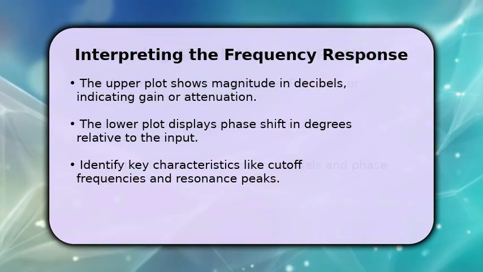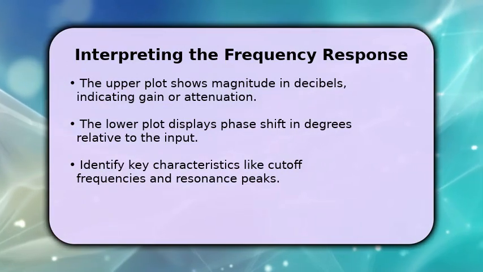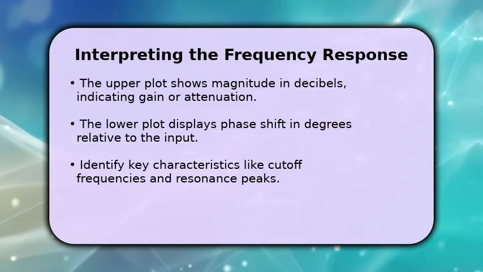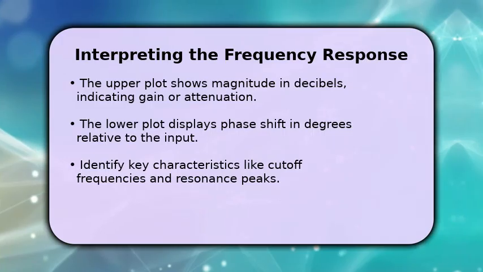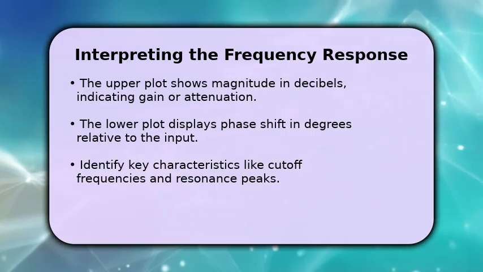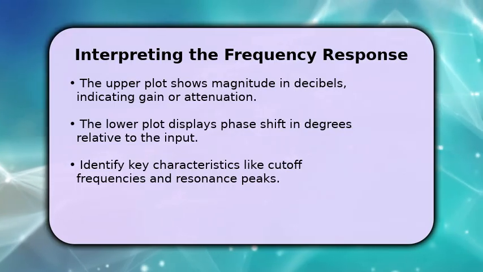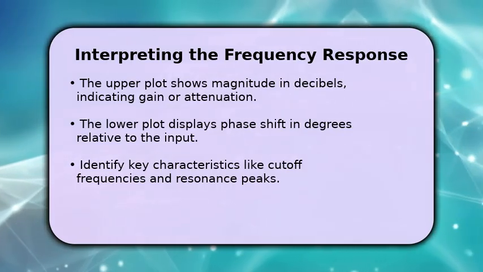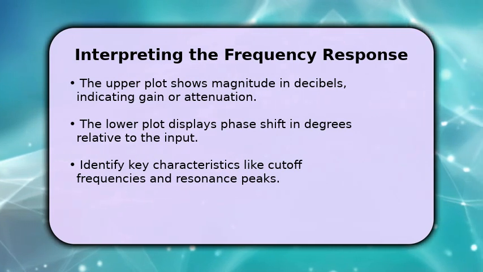range. Interpreting the results is straightforward. The generated plot is a Bode plot, showing 2 main graphs. The top graph represents the magnitude response, typically in decibels, illustrating how the circuit's gain changes with frequency. The bottom graph shows the phase response in degrees, indicating the phase shift between the output and input signals.